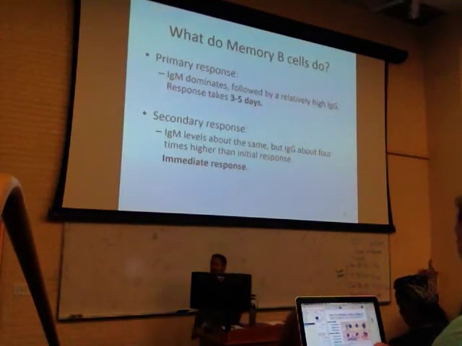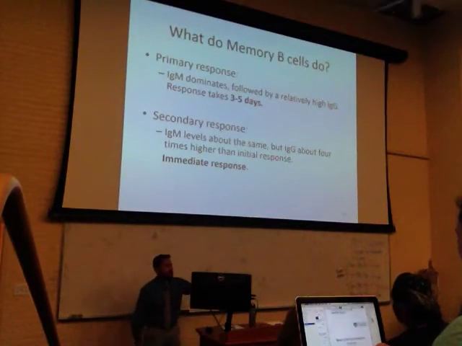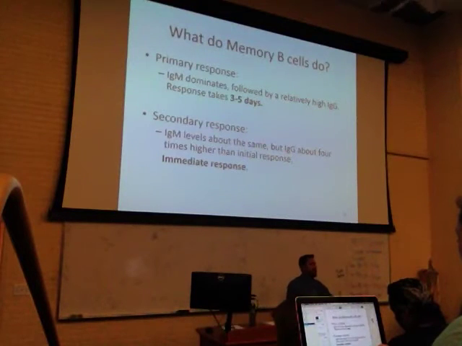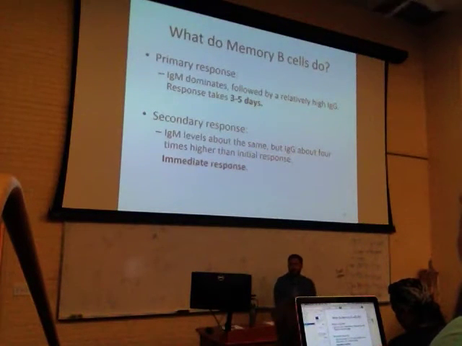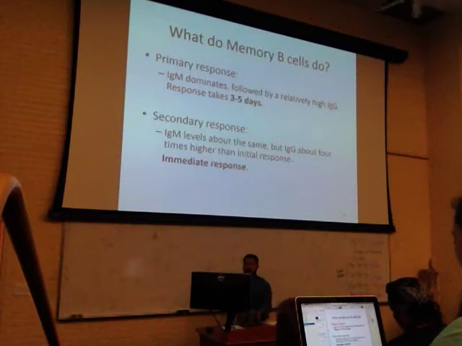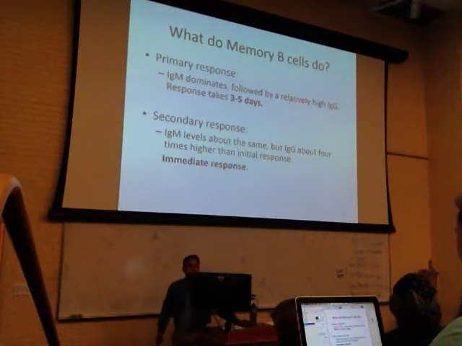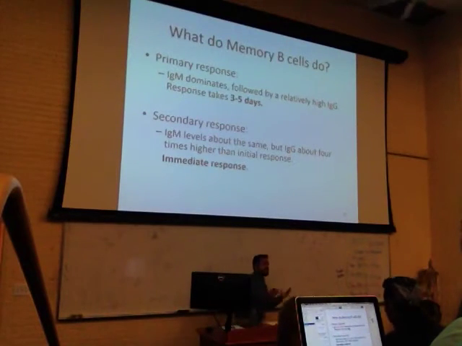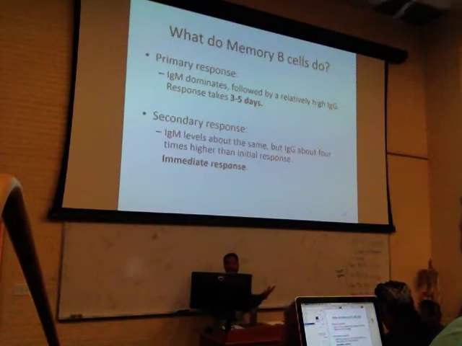Okay, so now we get to the memory part. We've already seen the antigen. We've developed antibodies for it, whether it's IgA or IgG or IgM. The first time that we do that, IgM dominates. And then afterwards, IgM kind of subsides. You get some class switching, remember that? And then you have lots of IgG.